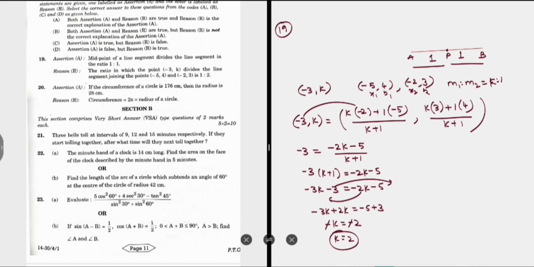When k is equal to 2, we have taken the ratio as k is to 1, that is 2 is to 1. Ratio is 2 is to 1, but they mentioned the ratio as 1 is to 2. So assertion is true, reason is false. When assertion is true, reason is false, our option will be C. Option C is correct.